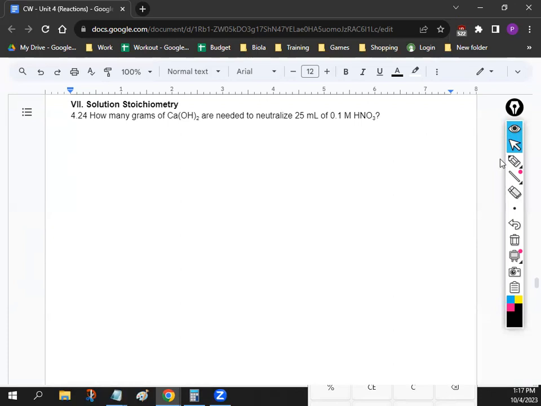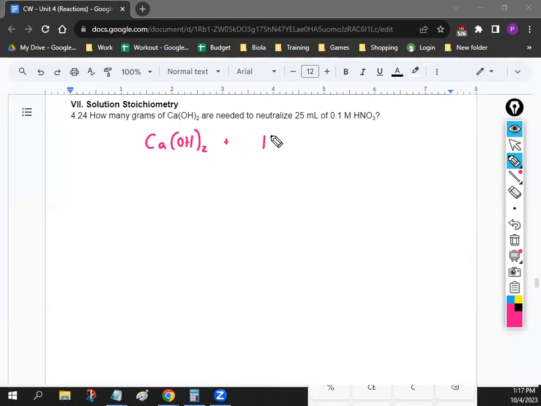It's asking how many grams of Ca(OH)2 are needed to neutralize 25 milliliters of 0.1 molarity HNO3. So what we want to do first is write the balanced equation. The two compounds reacting together are Ca(OH)2, calcium hydroxide, and HNO3. If you take a look at these compounds, what do you notice? Acid and base, a strong acid and a base. And it says neutralize.